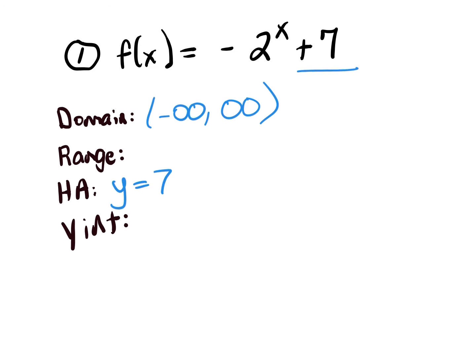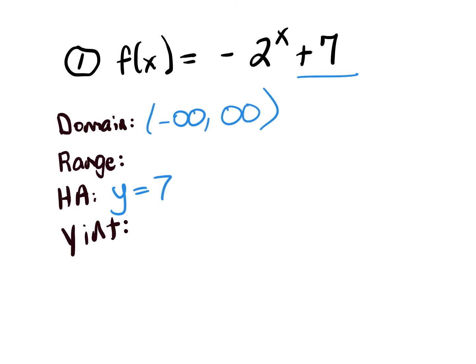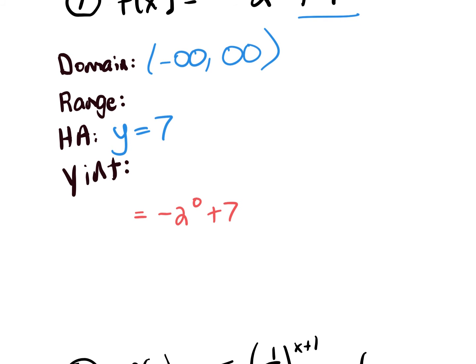How would we find the Y-intercept? Plug in 0 for x, okay? Some of you guys are like, oh, I gotta get my calculator out. No, you don't. Negative 2 to the 0 power plus 7. What's anything to the 0 power? 1. So this is negative 1 plus 7, which is 6. We always write our intercepts as ordered pairs. So when I plugged in 0, I got out 6. Terribly difficult. No. All right.